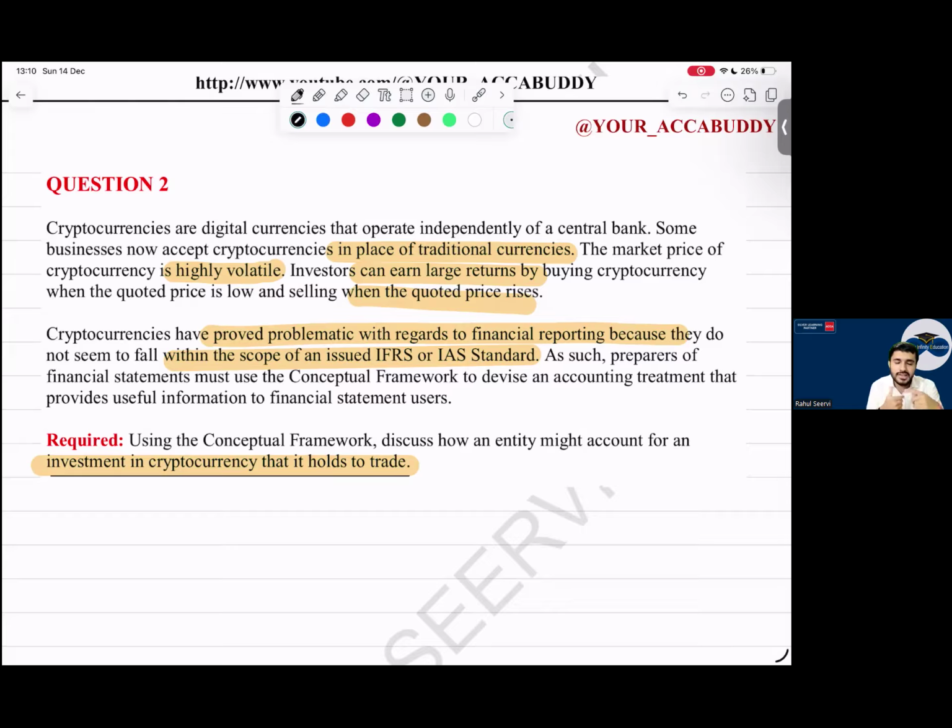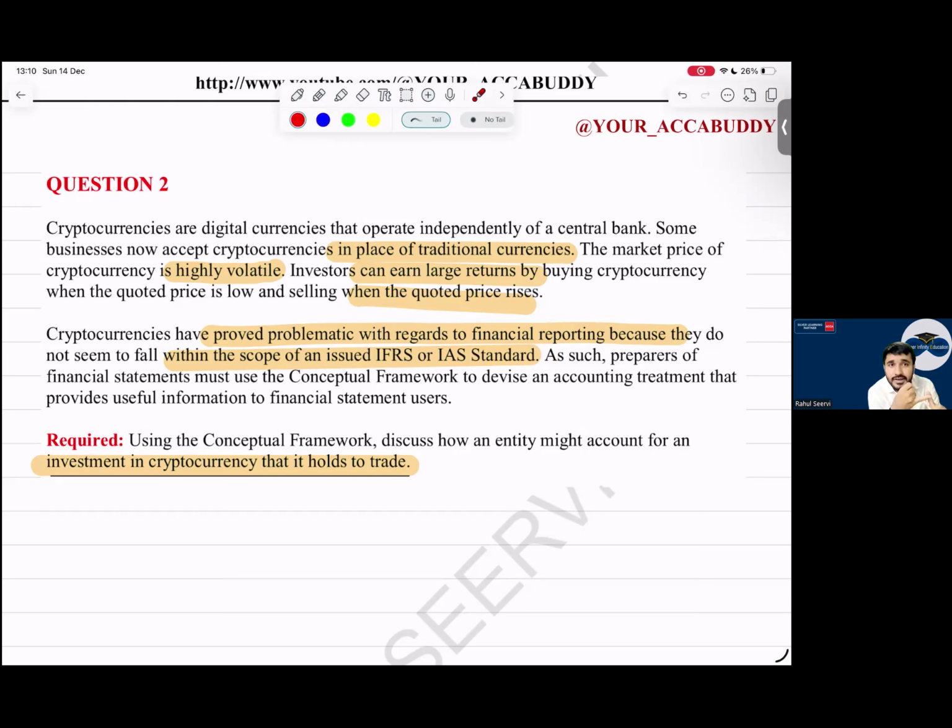Can I say cryptocurrency is an asset because it provides future economic benefits? We can use this to purchase any goods, or we can trade it. As they mention, in some countries we can use this as a currency, and we can trade it. So economic benefit is there, yes sir. Then can I say cryptocurrency will be an asset here? Yes sir. Should we recognize this?